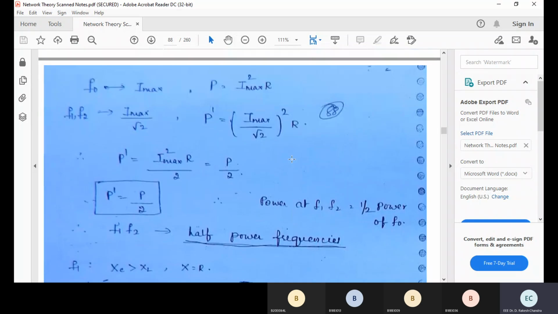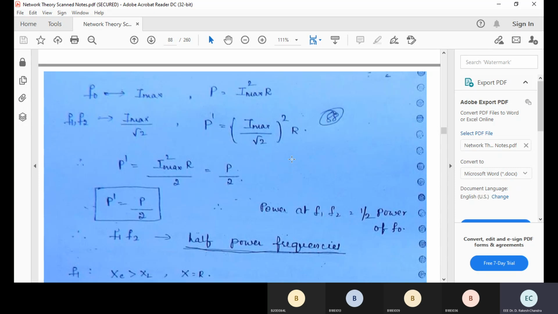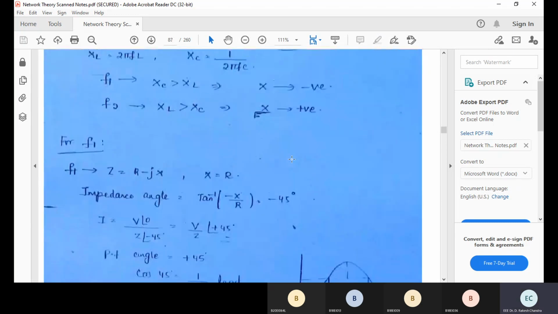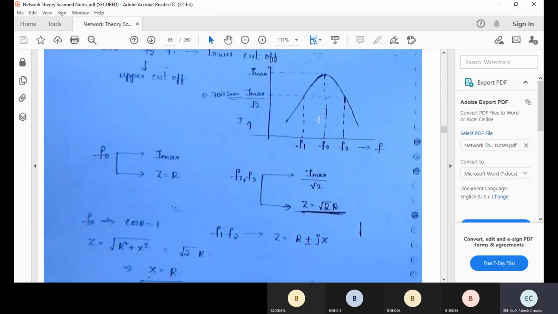So what is your power? At F naught, your power is equal to I max square into R. At F1 and F2, the current is I max by root 2, so the power is exactly half of the power at the resonant frequency.